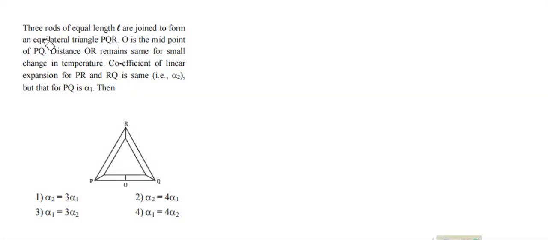Here the question is: three rods of equal length, that is L. The length of the rods are L. They are joined to form the equilateral triangle PQR. O is the midpoint of PQ. Distance OR remains the same. So this OR is going to remain the same throughout the condition.